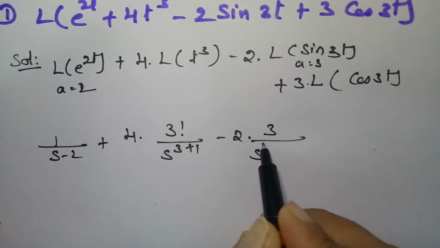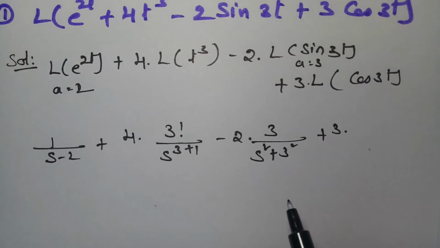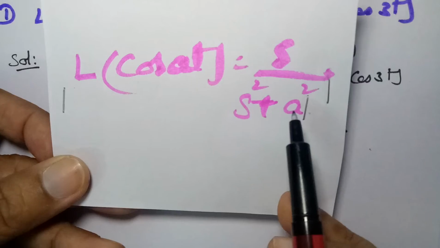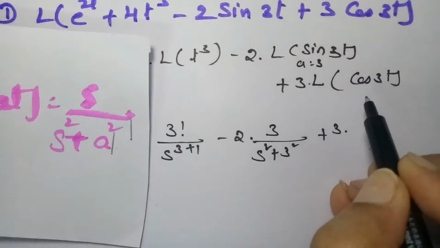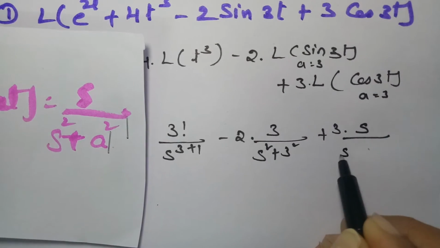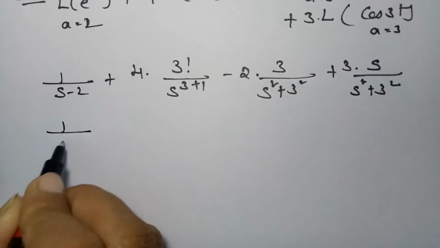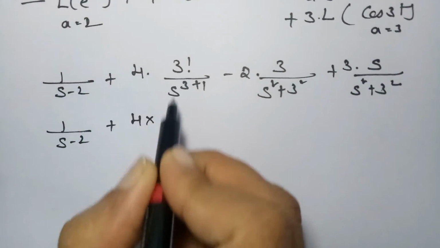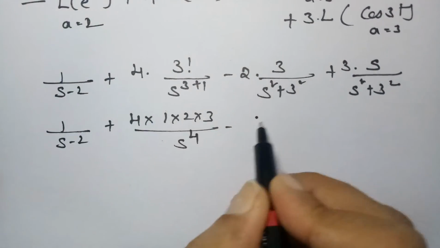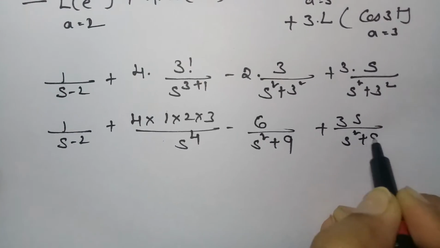That is 3 by s square plus 3 square plus 3 times of Laplace transformation of cos 3t. What is Laplace transformation of cos at? s by s square plus a square. In this formula I have to substitute. Here a is equal to 3. For cos, s will come in the numerator, and this is s square plus 3 square. So the solution is 1 by s minus 2 plus 4 into, what is 3 factorial? 1 into 2 into 3 by s power 4 minus 2 times 3 is 6 by s square plus 9 plus 3 into s by s square plus 9.